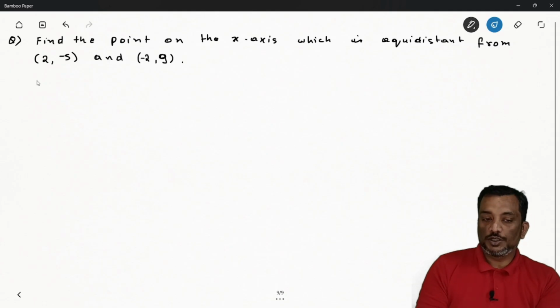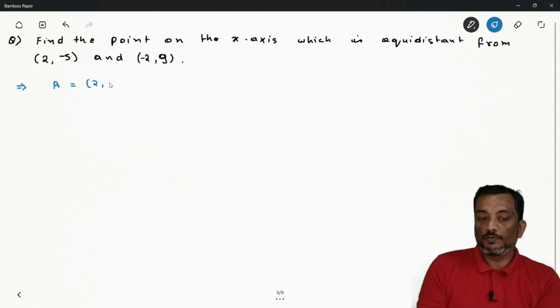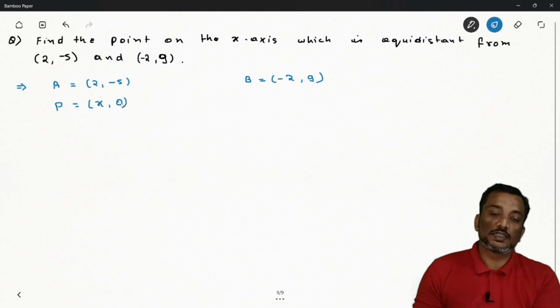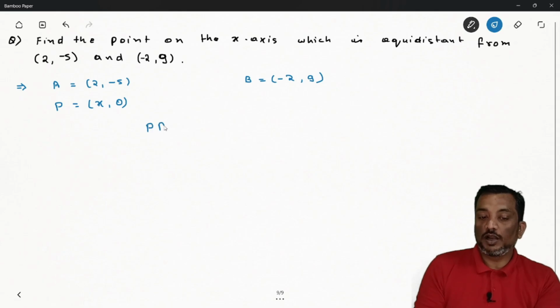Okay, for the question, first we have to say what information is given. So we will say A is equal to (2, -5), B is equal to (-2, 9). Now it is on the x-axis, which means the point has an x-coordinate, but it will not have a y-coordinate. If it were a point on the y-axis, x would be 0. So we have to find a point P such that PA is equal to PB. Okay, got it? So simple.